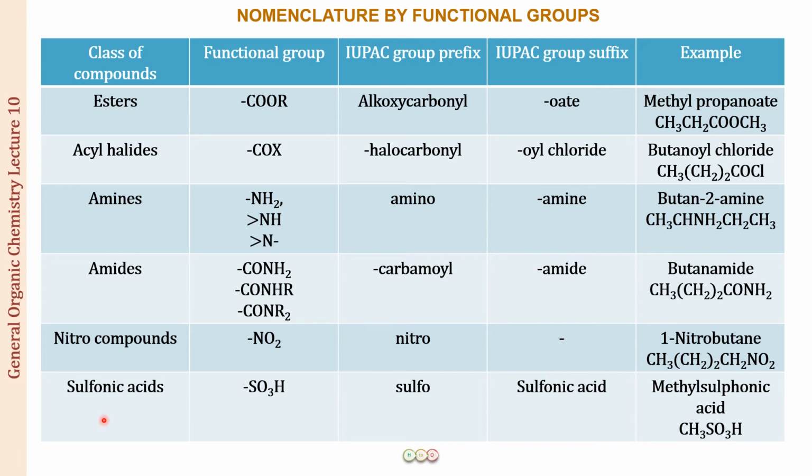Next we have the sulfonic acids. The functional group is SO3H. The prefix we will be using is sulfo. The suffix we will be using is sulfonic acid. For example, over here, this is going to be methyl sulfonic acid.